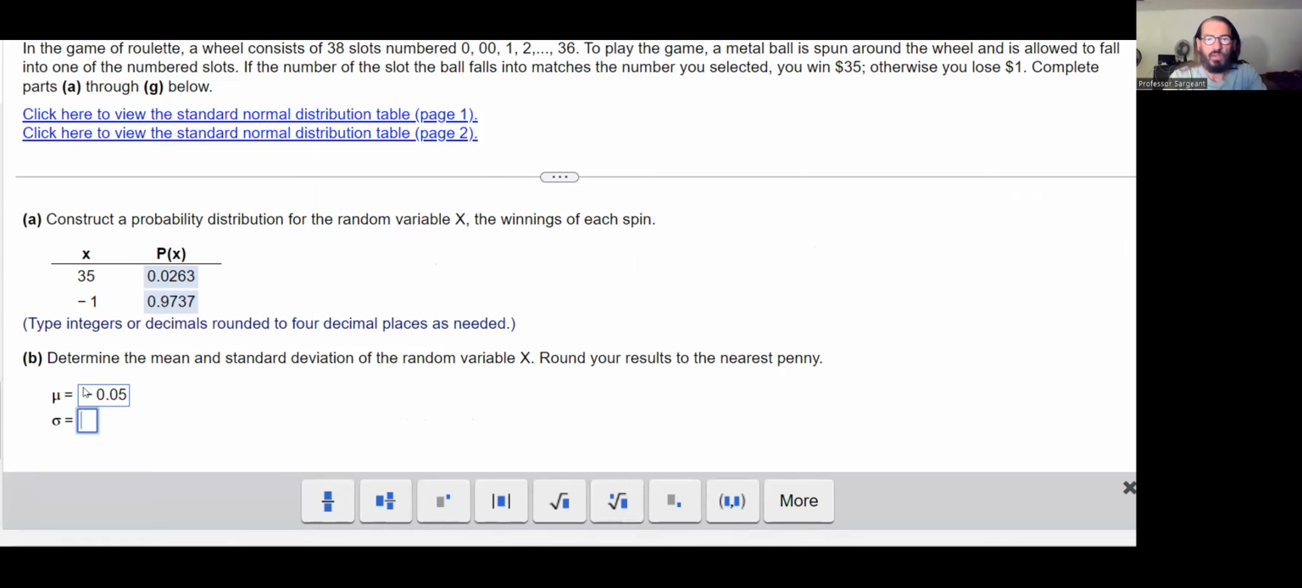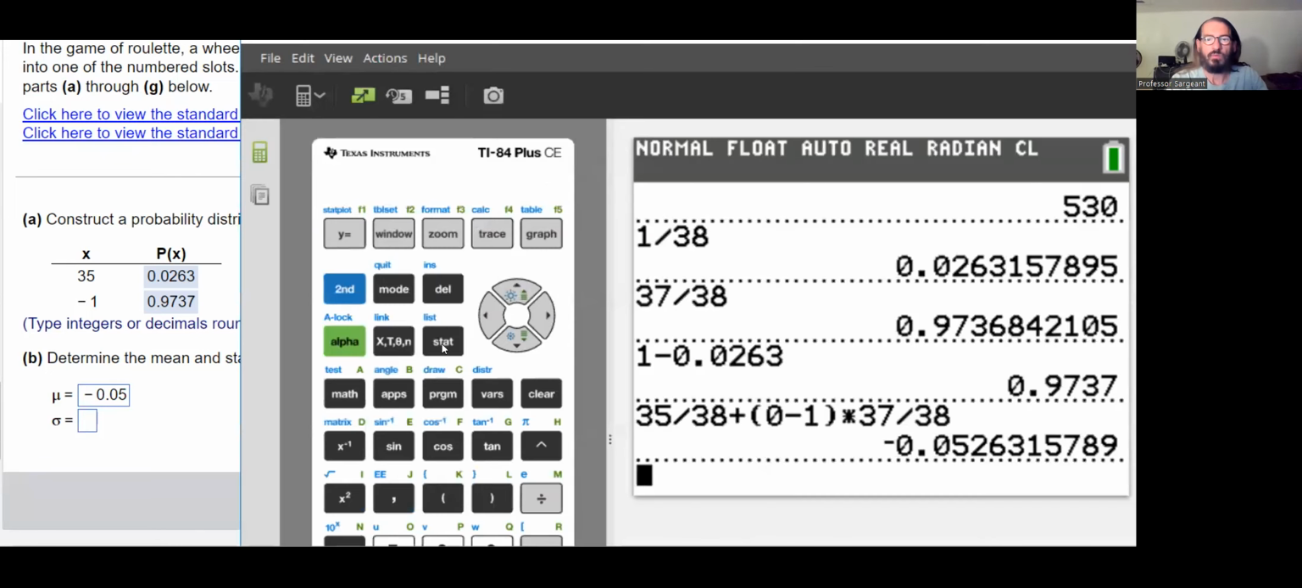The standard deviation. All right, let's see here. I'm going to do this in a table.